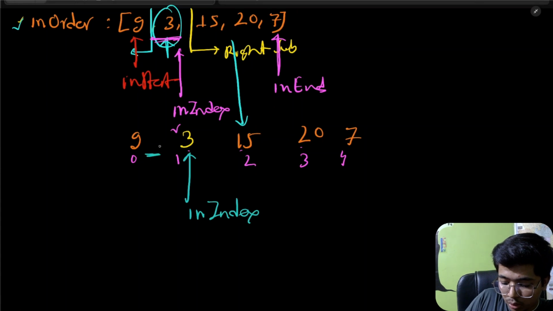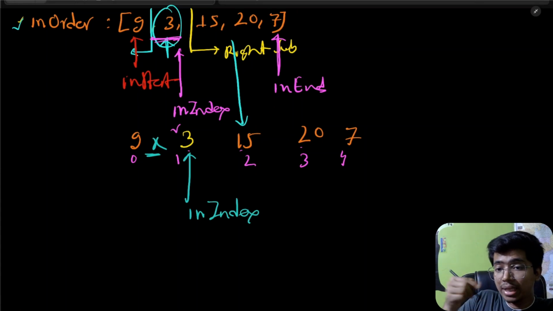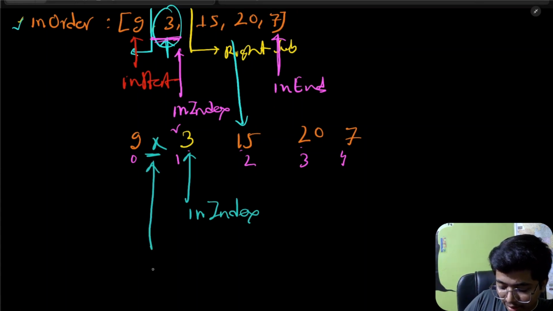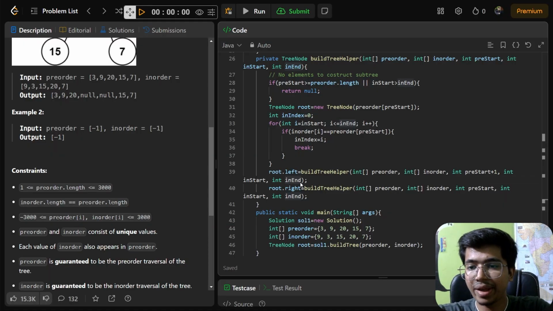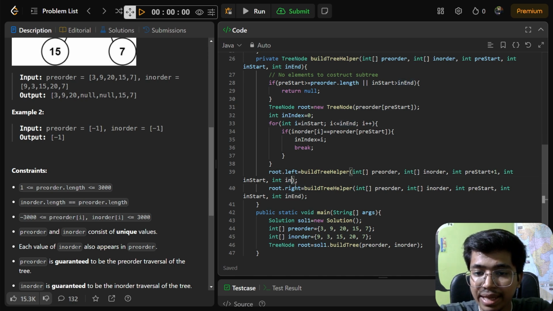That means if there was some value, that would be the end index. Suppose there is an end index x, so x would be the end value. That means this end value would be in-index minus 1. So we'll be passing in-index minus 1. So instead of in-end, we'll be passing in-index minus 1, because now our end is updated. Or we could manually write here also that our in-end becomes in-index minus 1. So this is the short form.